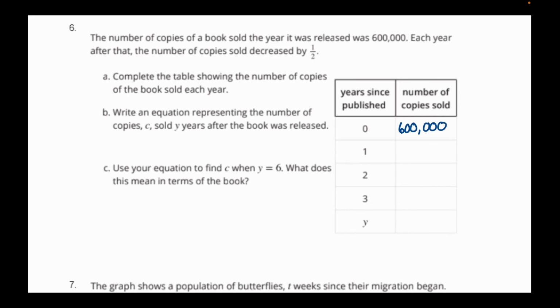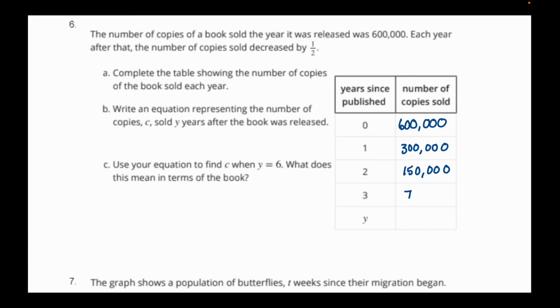600,000. Now this is exponential decay, so it's not like we're subtracting half. You can't sell half of a book. The number is getting cut in half each year. So after 1 year, we would have 300,000. After another year, we would have 150,000. The year after that, we should have 75,000.